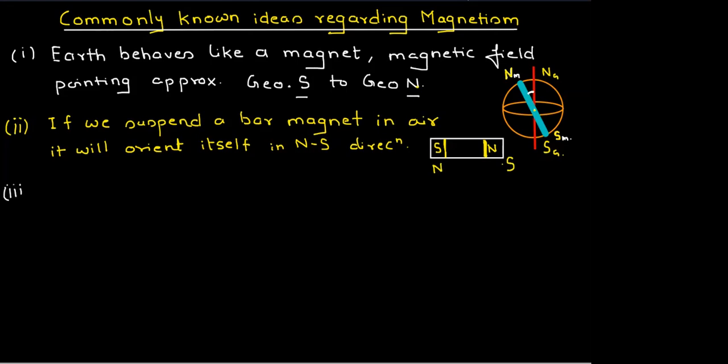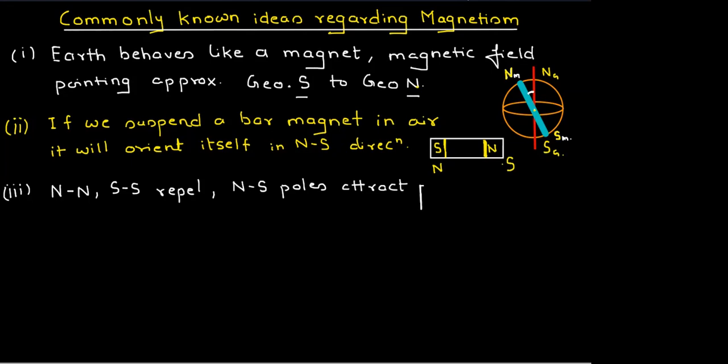Third point, write down. These are obvious. Even you have experienced it. North and north, south and south, they will repel. North and south poles will attract. So like poles repel, unlike poles attract. It's like charges, but the story of magnetism starts from the dipole.